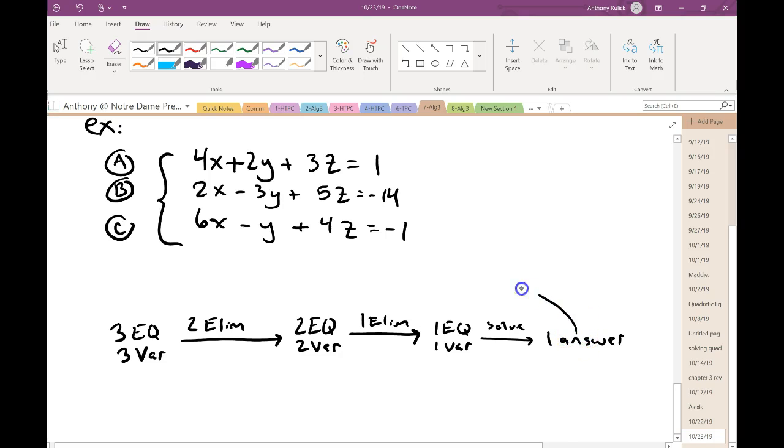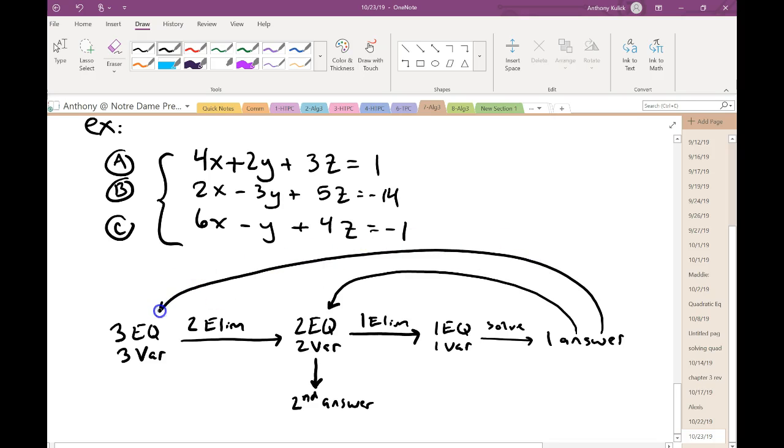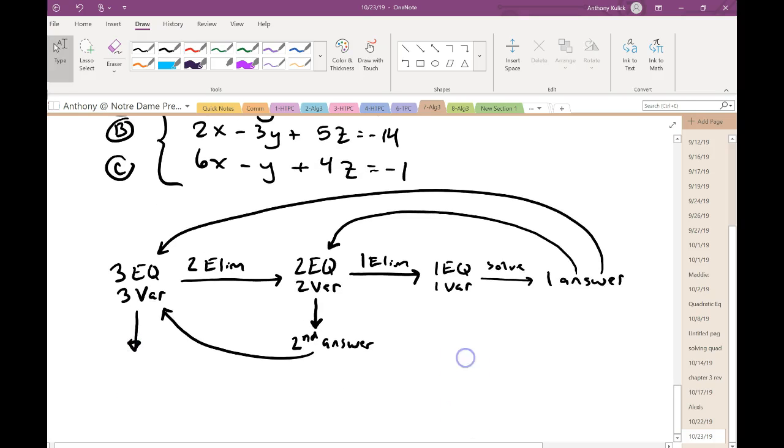What I do then is I take that answer and I plug it back into the two variables and two equations situation. That's going to get us the second part for our answer. And I take both of those answers and plug them into one of the three variable equations. And that'll give us our third part of our answer. It looks bad. It's not as bad as it looks, though.